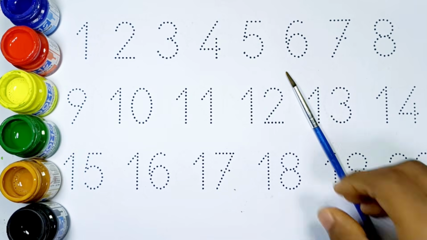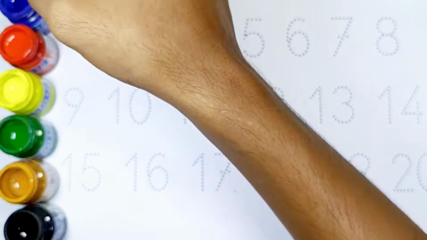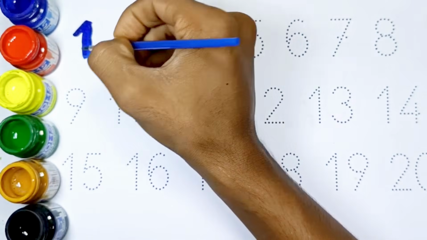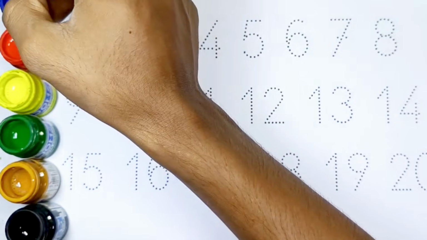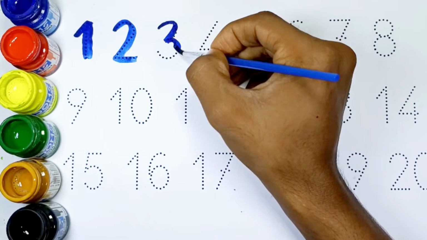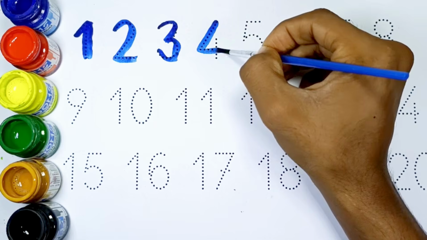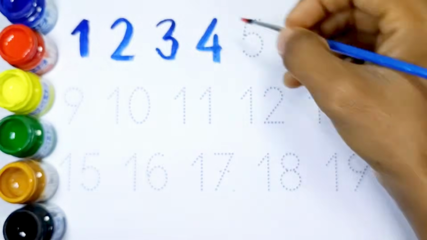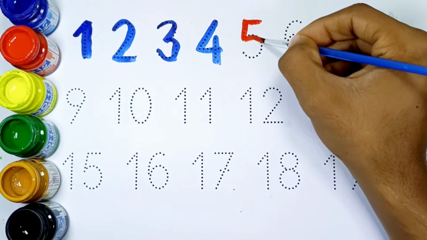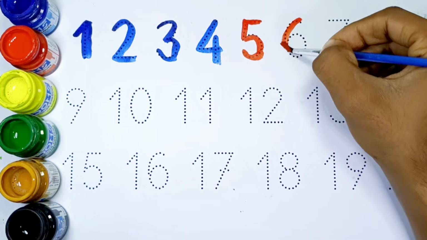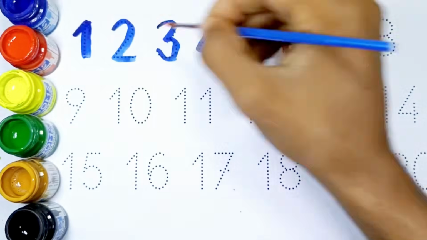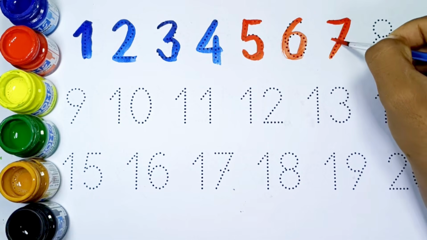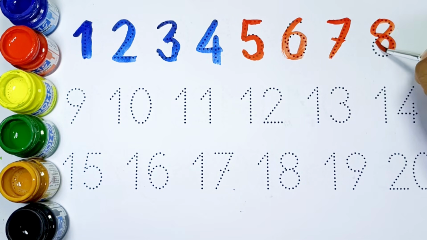So kids, now you draw one and use blue color. 1, 2, 3, 4. Kids, now you draw 5. The numbers are 5. 5, 6, 7, 8. Kids, now you draw 9.